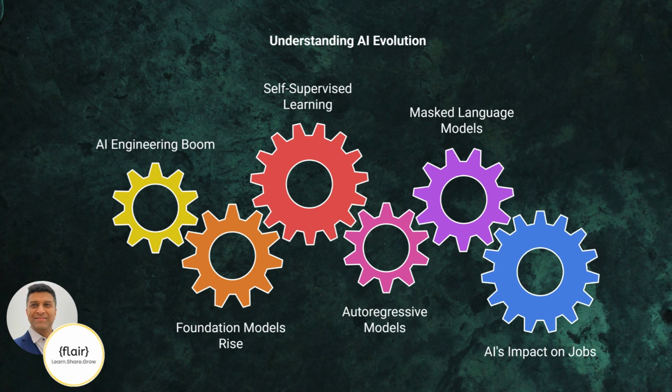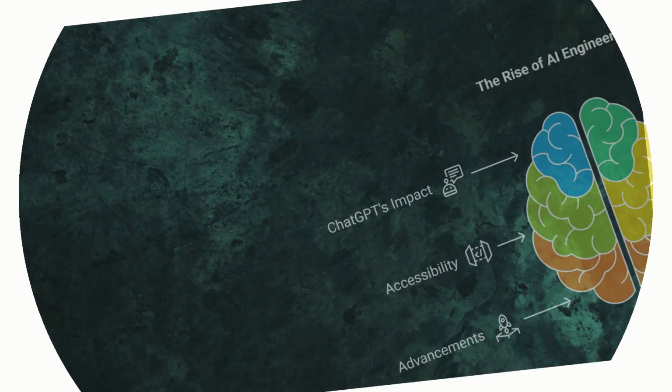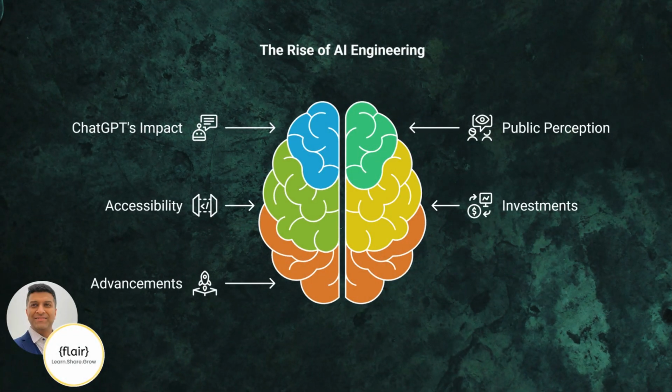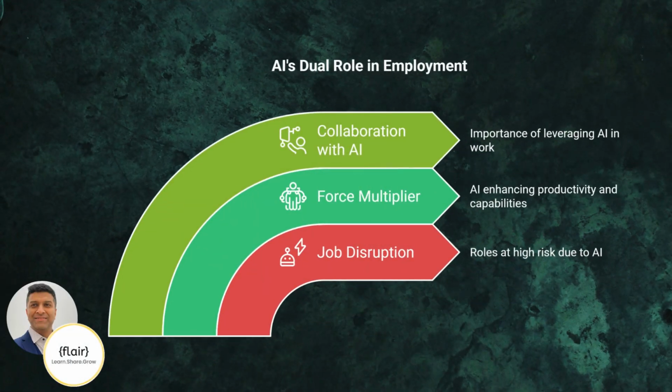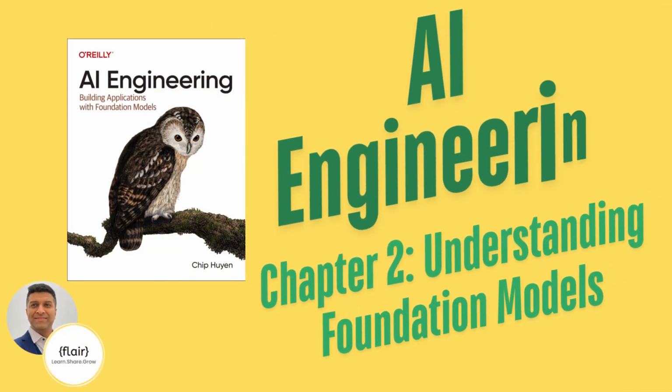We also explored autoregressive models like GPT-4 and masked language models like BERT, understanding how they work and why they matter. Most importantly, we discussed AI's impact on jobs and how we as professionals can adapt to this AI-driven shift instead of fearing it. Now, moving forward into Chapter 2, we'll go even deeper into foundation models, the true backbone of modern AI applications. We'll break down how they work, why data is critical, how model architectures are evolving, and what it takes to fine-tune them for real-world applications.